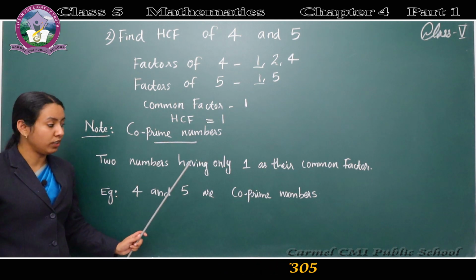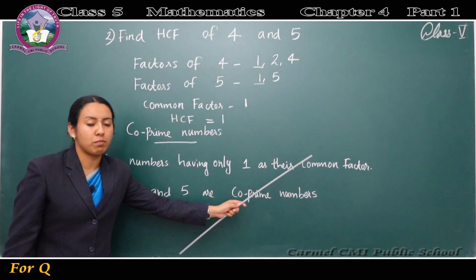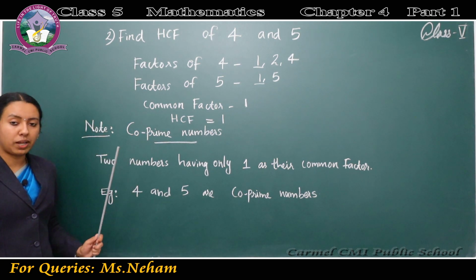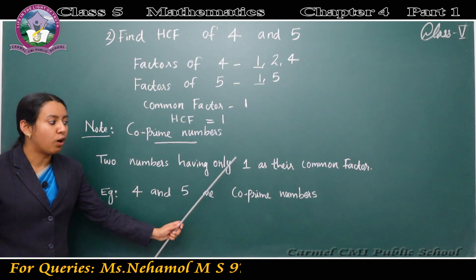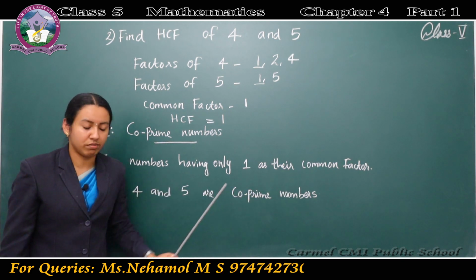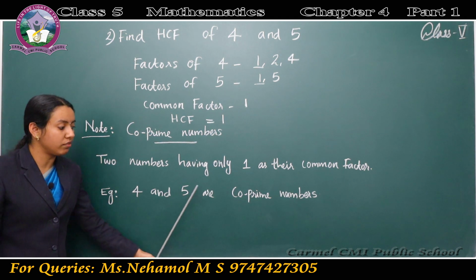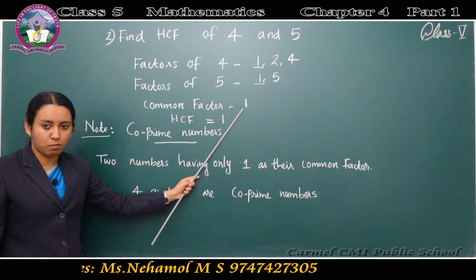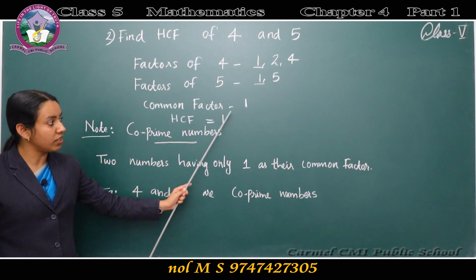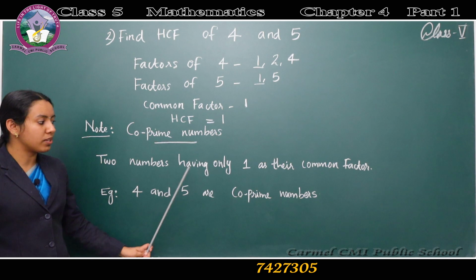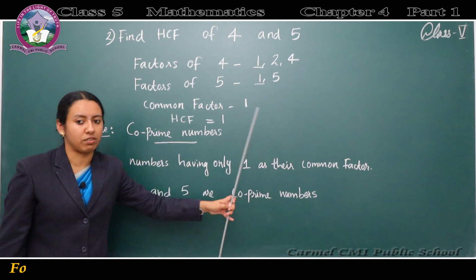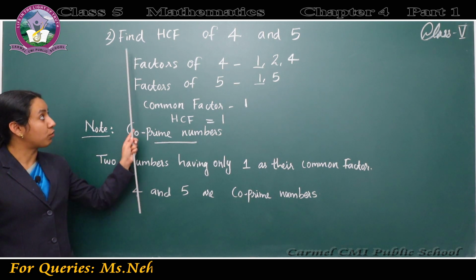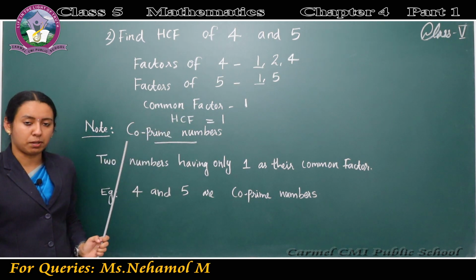Note co-prime numbers. Two numbers having only 1 as their common factor are known as co-prime numbers. What do you mean by co-prime numbers? Two numbers having only 1 as their common factor. Example, 4 and 5 are co-prime numbers. Here 1 is the only common factor. That means if two numbers have only 1 as their common factor, that type of numbers are known as co-prime numbers. 4 and 5 are co-prime numbers.